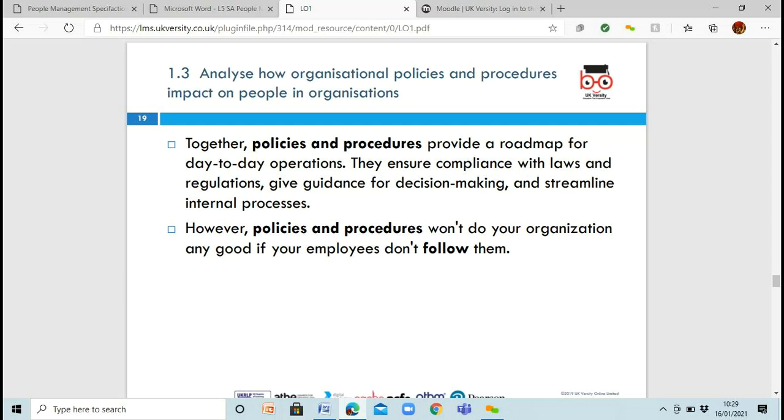Now, policies and procedures actually provide guidance and act as a roadmap for the daily operations within your workplace. So they ensure that compliance is met with the laws, they give guidance for decision making, and they also streamline the internal processes. But this really depends. Policies and procedures don't do your organization any good at all if your employees don't actually follow them. So you've got to try and ensure that these are enforced.